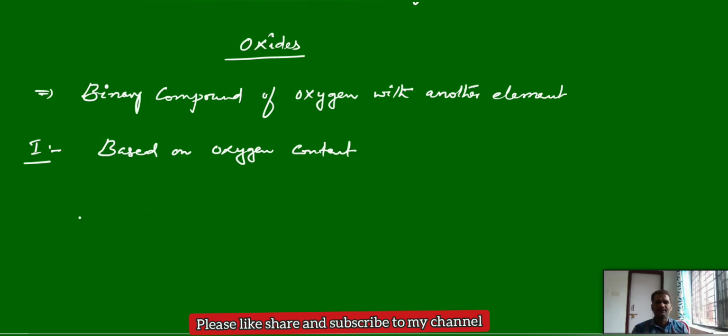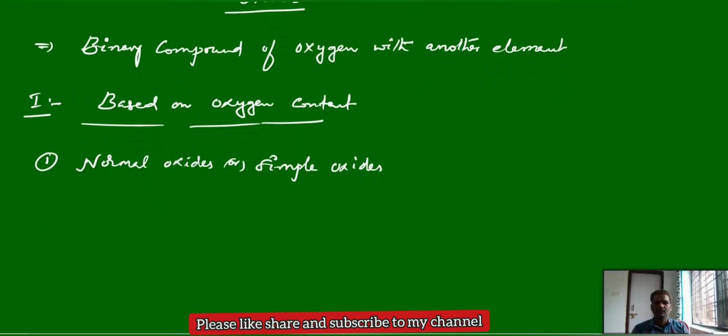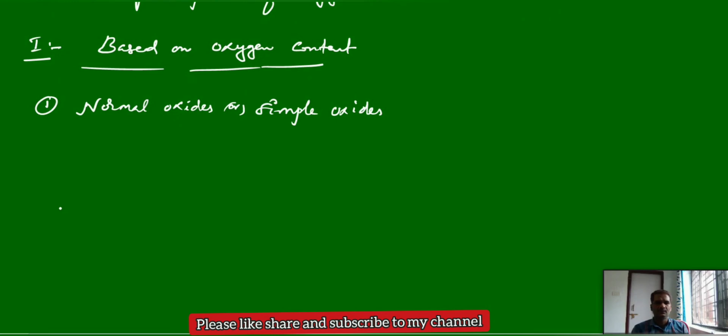We can classify them based on oxygen content. First one, normal oxides or simple oxides. So, which are normal oxides, simple oxides?